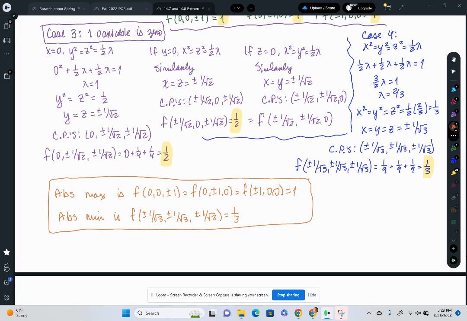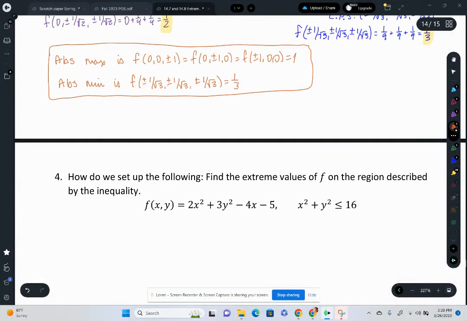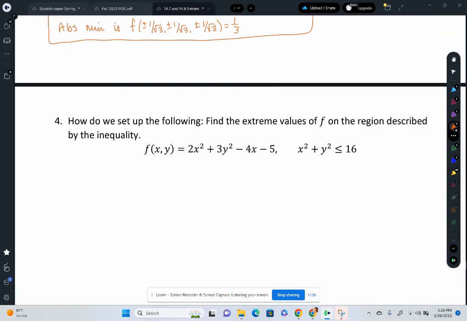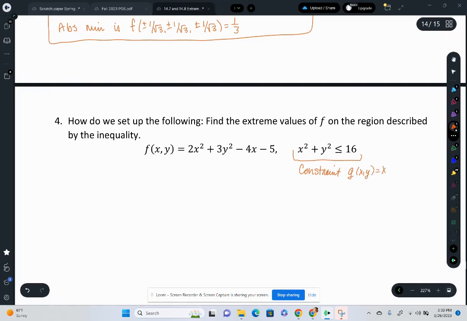Okay. All right, next, how do we set up the following? In the following, we're supposed to find extreme values of our function f, and it's on a strange region because there's an inequality, and we haven't worked with that before. So I'm really just wanting us to see how to handle it when you have a homework problem like this. In the past, our constraint is the one where it's equal to a number, but now we have less than or equal to a number. So the constraint is g of xy equals x squared plus y squared equals 16.